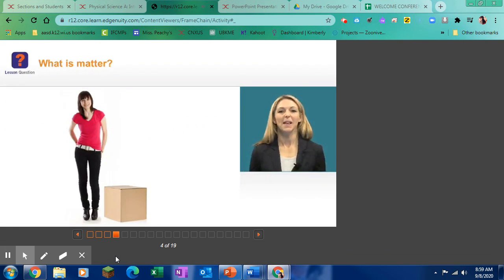Previously, you learned that all objects and organisms are made out of matter, and that matter is made out of teeny tiny particles called atoms. Take a look at this image. You see a girl, she's made out of matter, and the box sitting next to her is also made out of matter. Now, what if the girl wanted to measure how much matter is contained in the box? Well, how would she go about doing that? Next, that's what we're going to discuss, how matter can be measured.